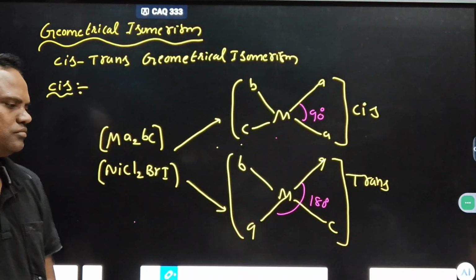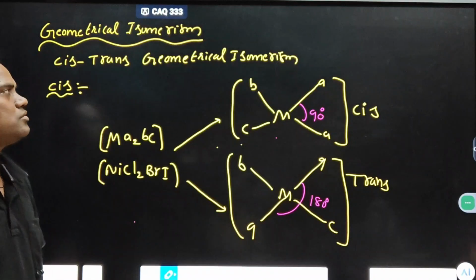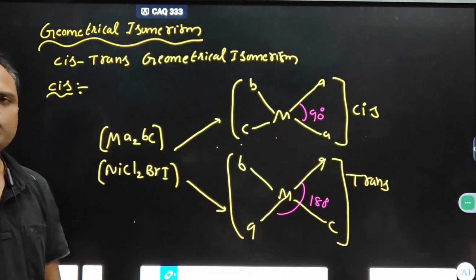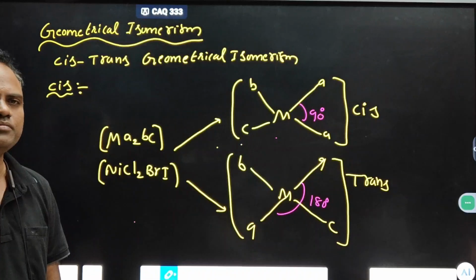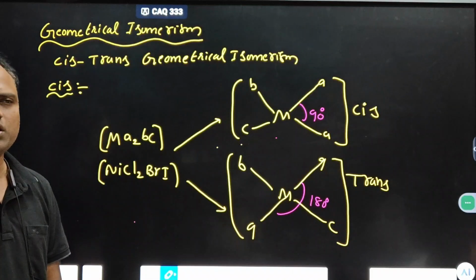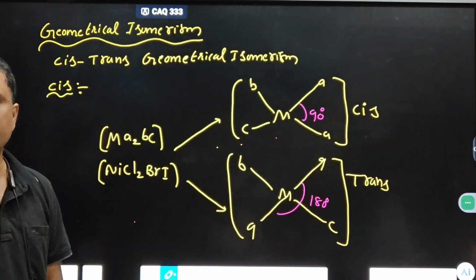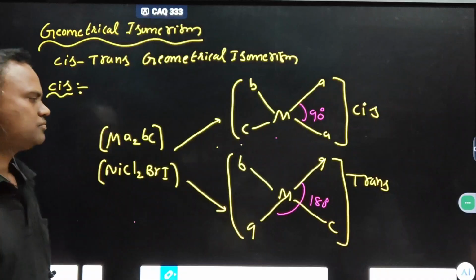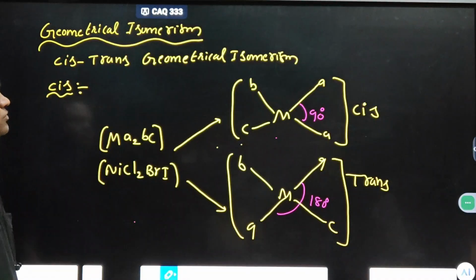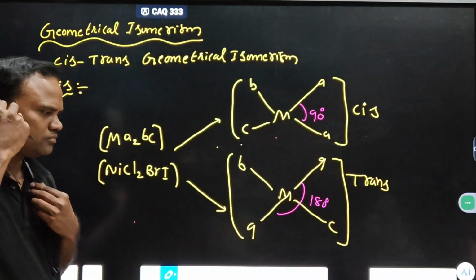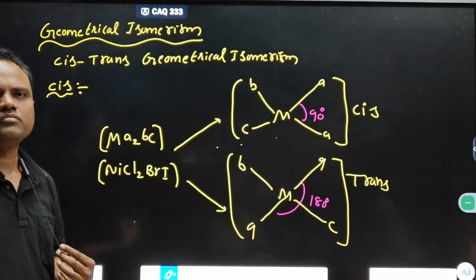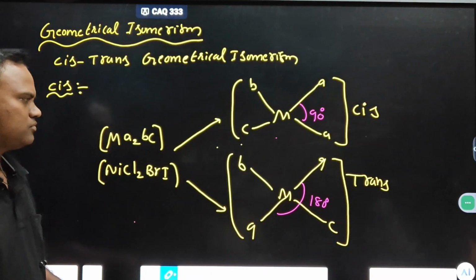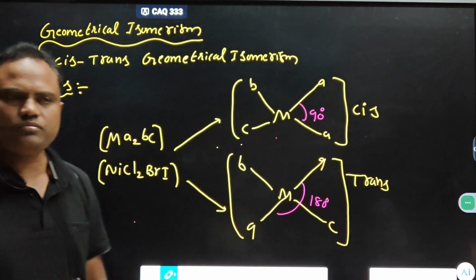Which complexes do not show geometrical isomerism with coordination number 4? Tetrahedral complexes do not show geometrical isomerism. Ma4 and Ma3B type. So 90 degrees is 180 degrees now. Right.